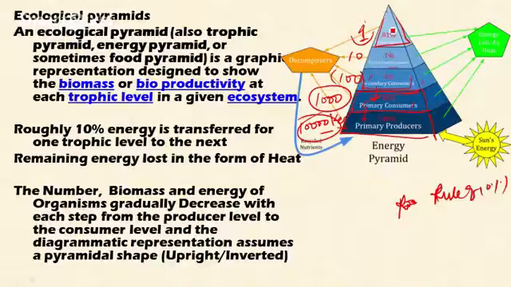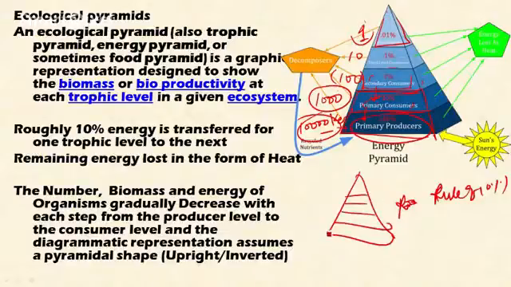The number, biomass and energy of organisms gradually decrease with each step from the producer level to the consumer level. The diagrammatic representation assumes a pyramidal shape because the number, energy and biomass decrease from one level to the next. If this were not the case, it might appear like a box or some other shape. Since it is decreasing, it appears as a pyramidal shape.